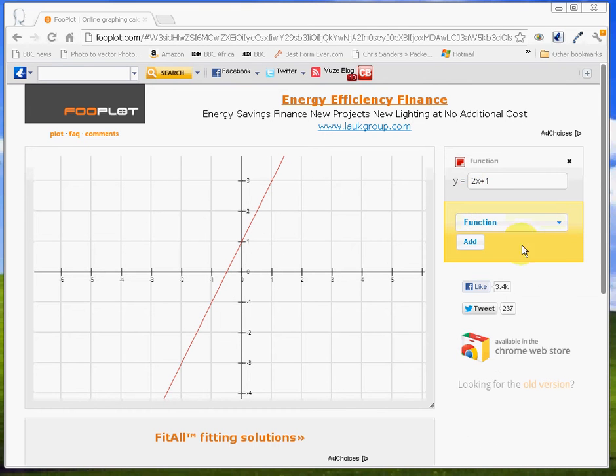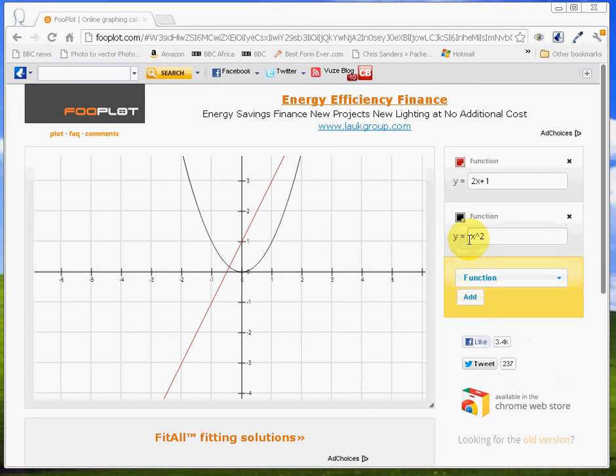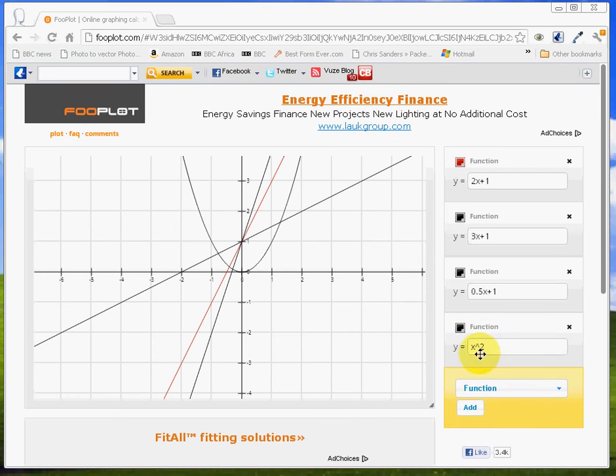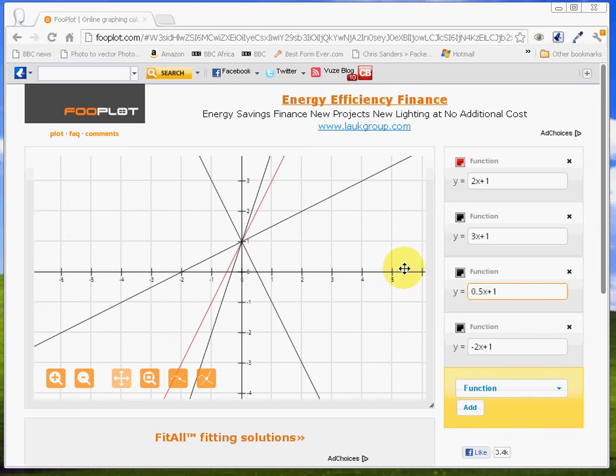Let's start with 2x plus 1. Let me add a couple of graphs here. We're going to leave the second number the same. They're all going to be +1. I want to see if you can spot what happens. So this time we're going to do 3x plus 1. And we're going to add another one, which is going to be, I don't know, a half x plus 1. And we'll add one more. Let's do -2x plus 1, and just see if you notice anything about that.